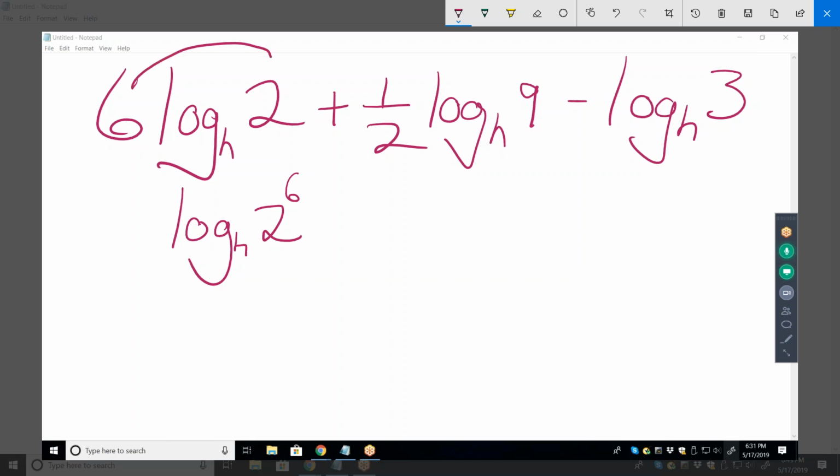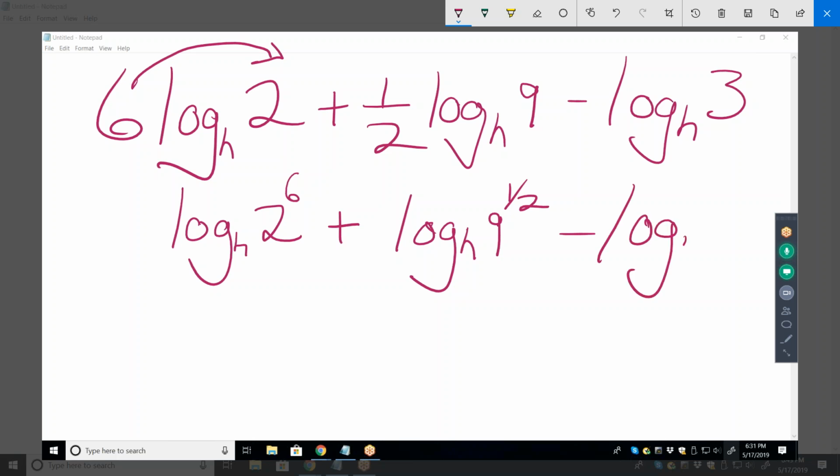So all you're doing is doing that. You're taking that leading coefficient and making it the exponent of the argument. That's what you're always allowed to do. So what's the next part of it? Okay. And the last part of it, we don't need to do anything. There's no leading coefficient. So we've done step 1.